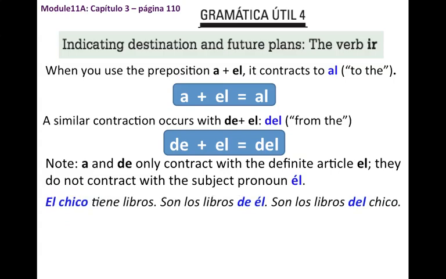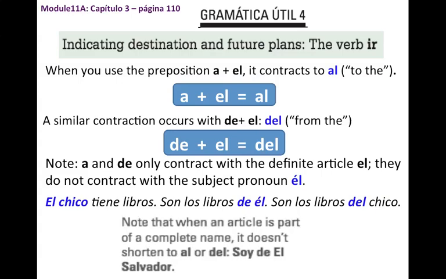So look at what I mean here. El chico tiene libros. That's the definite article the. Son los libros de él. They are the books of him, he. So that él is a subject pronoun he, so there is no contraction. But then look, son los libros del chico, of the boy, and that will contract.